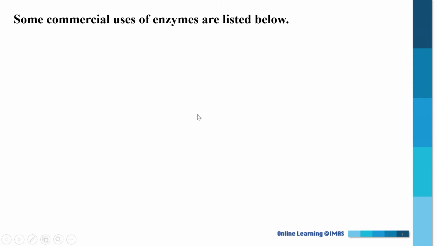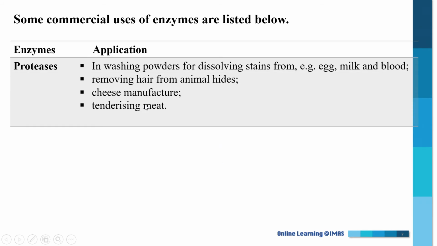Okay, so some commercial uses of enzymes are listed below. So proteases, why do we need to produce these proteases? They are used in washing powders for dissolving stains from egg, from milk, from blood, and to remove the hair from animal hides. This one is usually for those people producing leather to make shoes or bags. We also need the proteases in cheese manufacturing and as meat tenderizer.